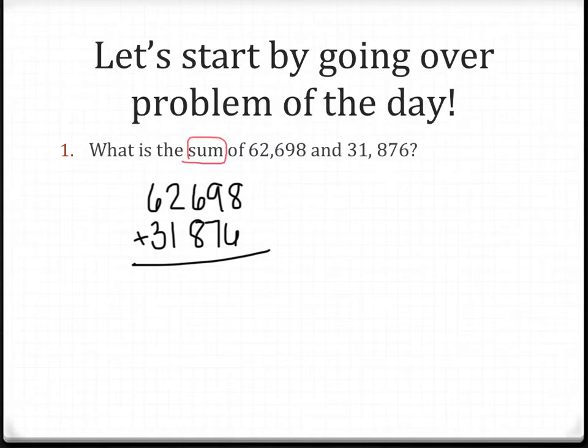6 plus 8, I know that 6 plus 6 is 12, and 8's 2 more than that, so it's 14. 9 and 1 more makes 10, so 7 after that is 17. Again, 6 and 6 makes 12, and 2 more from the 8 makes 14, and 1 more is 15. 2 plus 1 is 3, and 1 more is 4, and 6 plus 3 is 9, giving me 94,874.